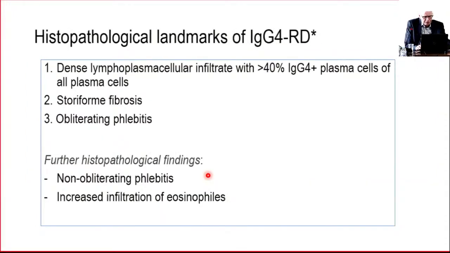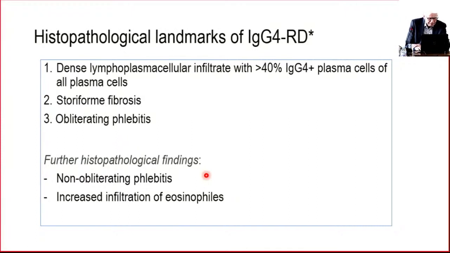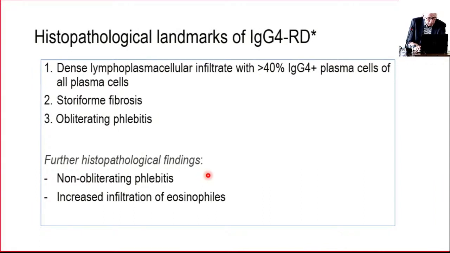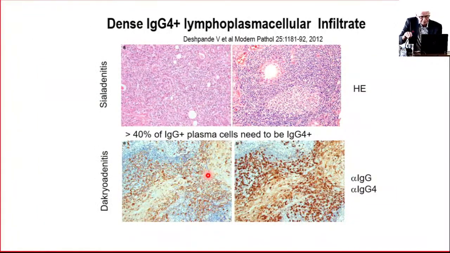Now, the histopathological landmarks of IgG4-related disease is dense lymphoplasmacellular infiltrate with over 40% of IgG4 plasma cells, as percent of all plasma cells. Then they have a storiform fibrosis, I'll show you this in a moment, obliterating phlebitis, and further findings are non-obliterating phlebitis, increased infiltration of eosinophils, and you can see this here in some pictures. This is the hematoxylin color, dense infiltration of lymphocytes and plasma cells.